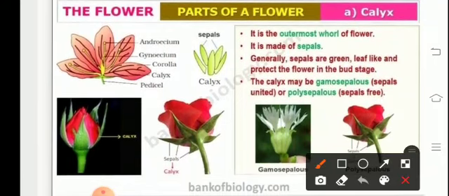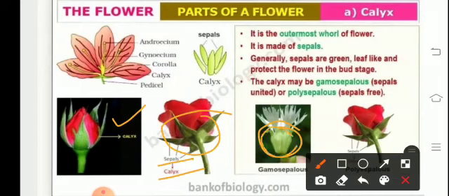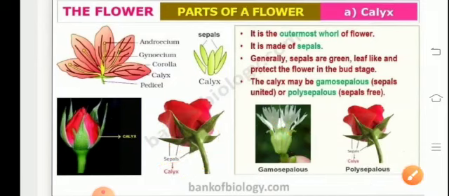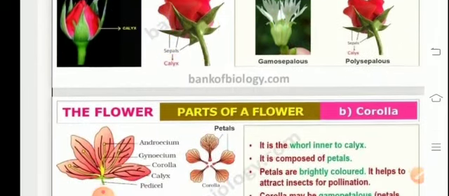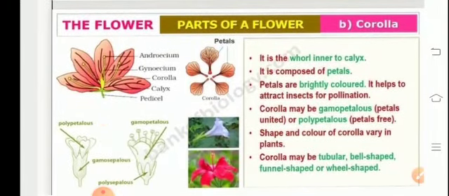Here, this is the diagrammatic representation of rose, where we can see that calyx is giving protection to the rose in its bud state. So calyx, that's the outermost part of the flower. It is made up of sepals. They're green in color, and the calyx could either be free or fused. When they are free, they are polysepalous. And if they are fused, they form a funnel. They are gamosepalous, that is the united sepals. And polysepalous means the sepals are free.